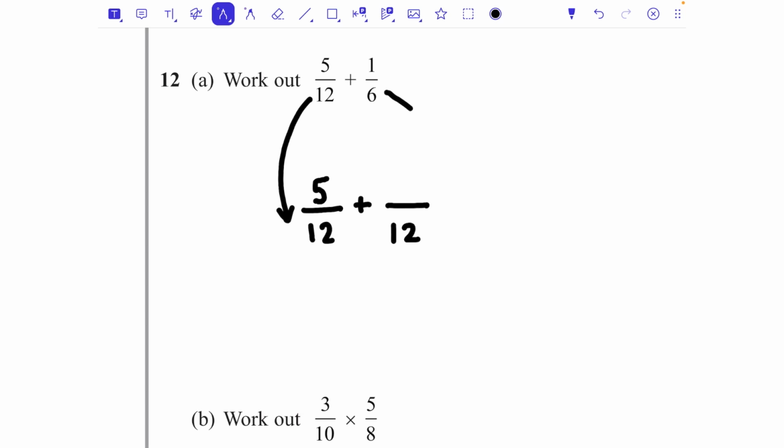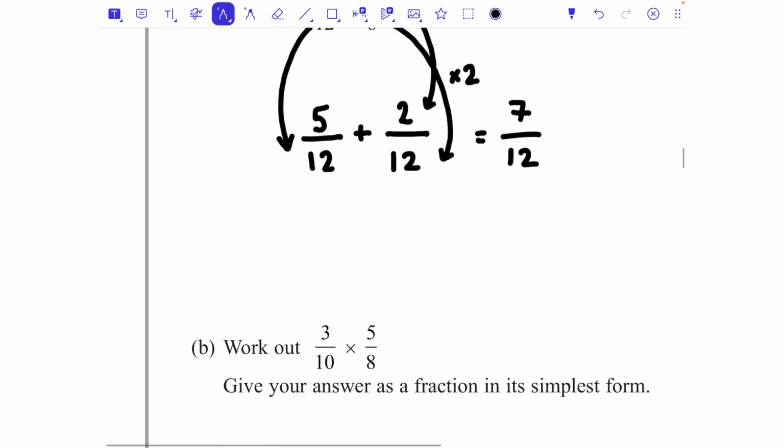With the second fraction, I've multiplied the denominator, the bottom number, by 2. If I've times the denominator by 2, I also need to times the numerator by 2, and 1 times 2 is 2. Now your denominators are the same, you can go ahead and add them together, so this would be 7 out of 12. And the method would be exactly the same if you're adding or if you're subtracting, make those denominators the same. So 7 out of 12.